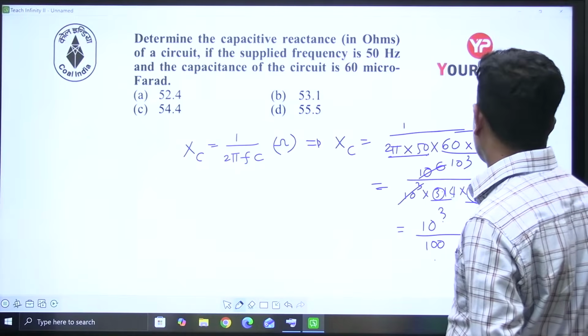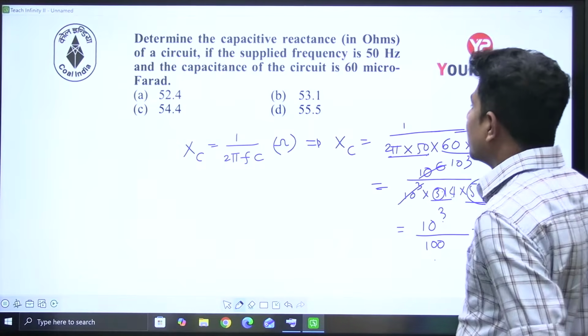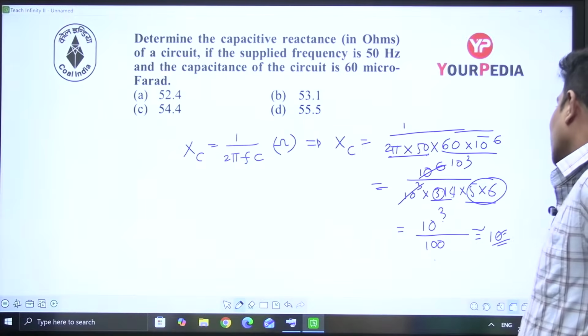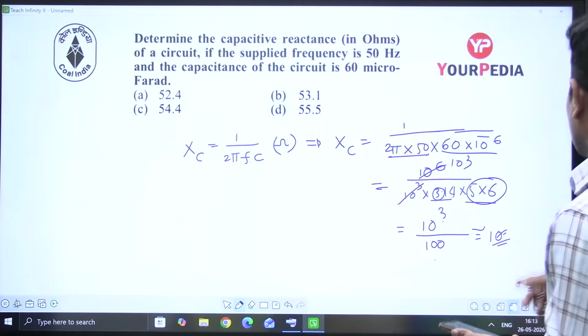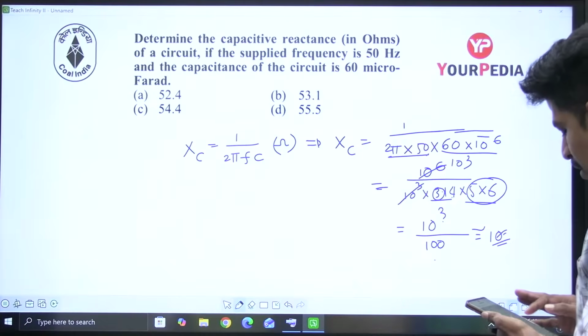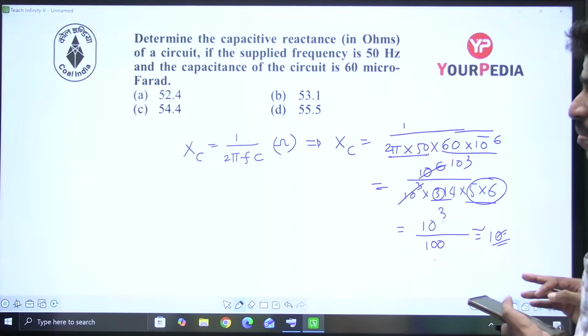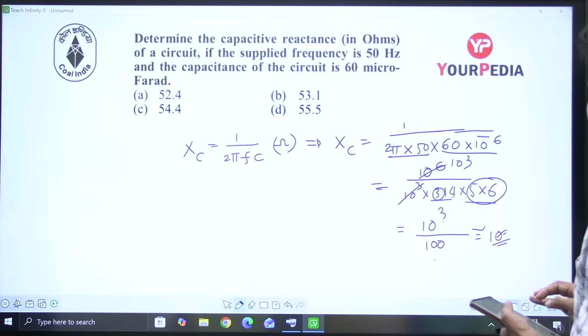Answer should be near to 10, man. Why 53.1? People are saying D. Let me use the calculator, but to the best of my knowledge, the answer should be near to 10. Maybe the options are not given in the correct way. That's why I'm using the calculator. But do remember, in your examination, a calculator is not allowed.